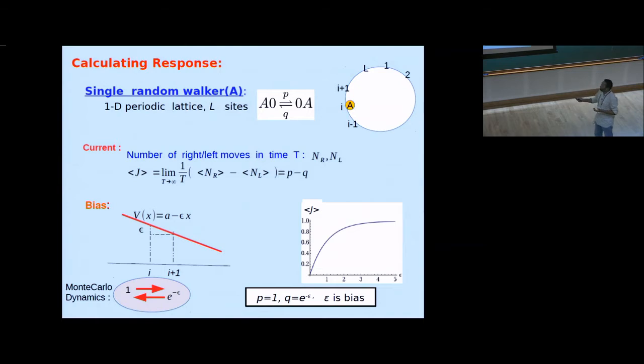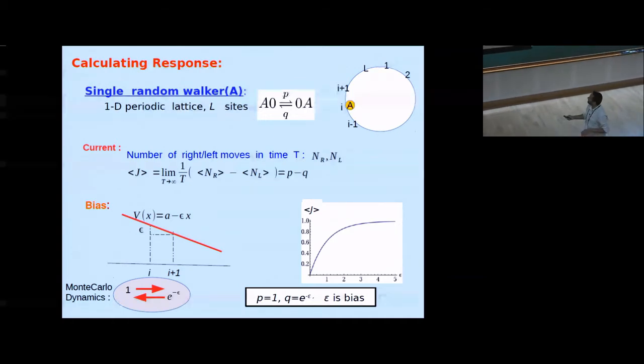Bias: if you have a potential in space, a gradient, and a particle goes from here to here, and you want to do a Monte Carlo, because it is a lower energy, the rate is 1. If you go the other way, the rate is e to the power minus epsilon, because this height is epsilon. So these are the rates.